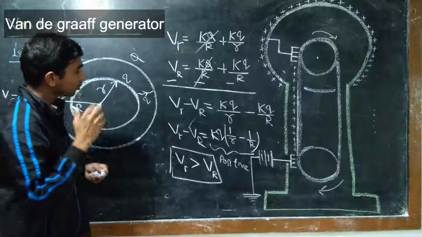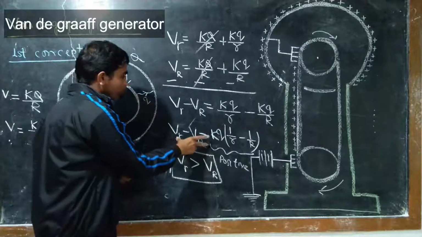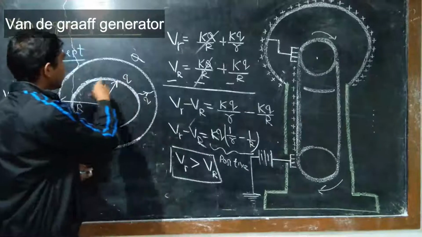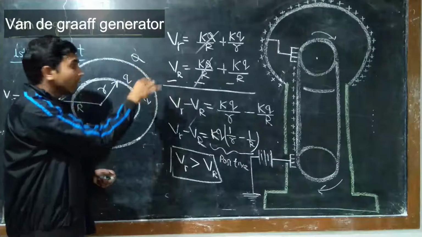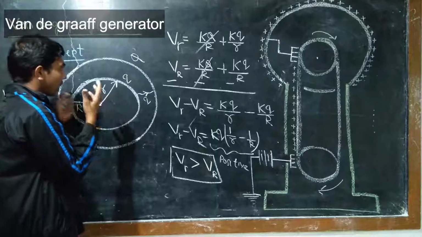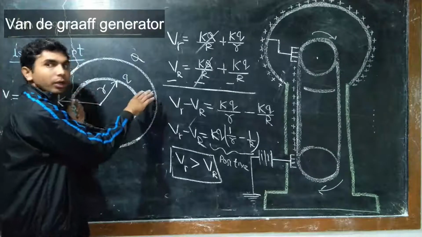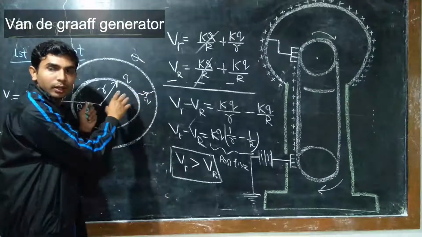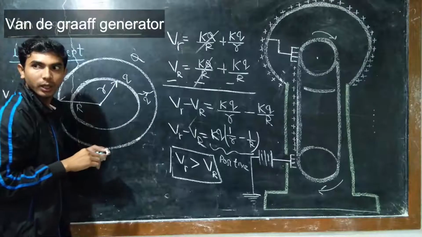Or what you can also see here, this potential difference is only a function of the charge on the inside one. It is independent of this one, right? So however much the charge is on this one, charge will always move to the bigger one, right? However much the charge is on this one, it will always move to the bigger one, right?